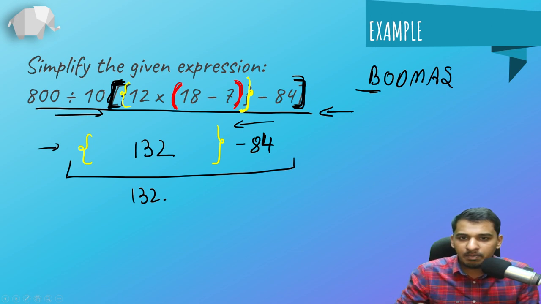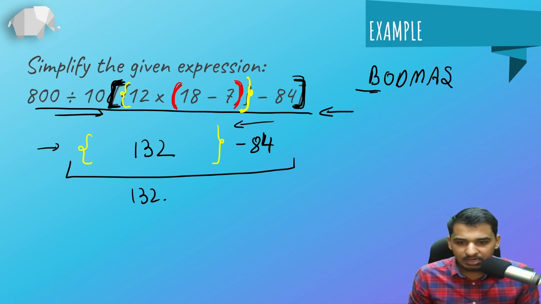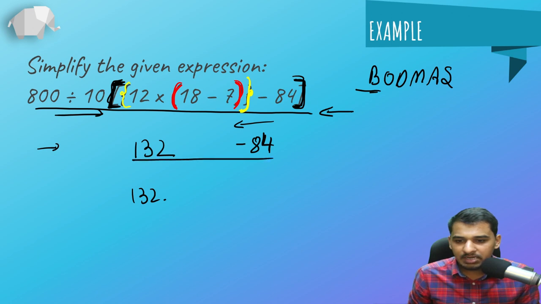Now there are no more operations left inside the yellow bracket. All the operations have been performed. So again, you can remove the yellow bracket. And this is how much? 132 minus 84. So let me do this quickly. 132 minus 84 comes out as 48.